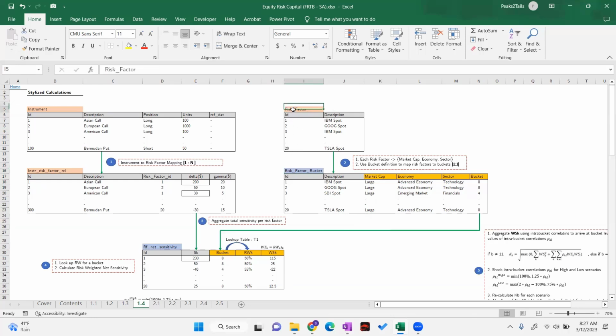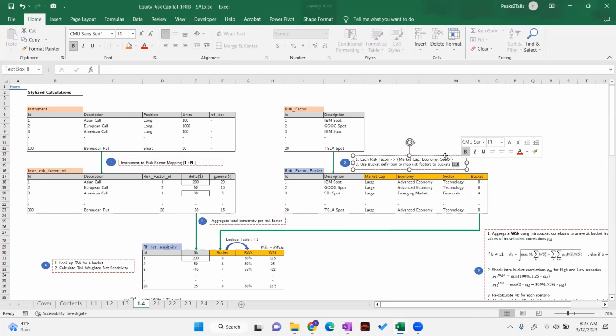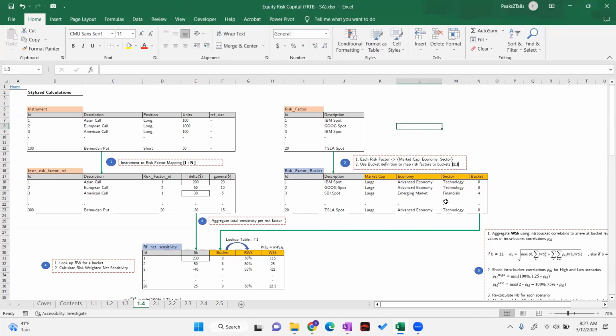Risk factor to bucket mapping. That's a one-to-one mapping. Every risk factor will be assigned to one bucket, not multiple buckets. All right. And how do you do that? There are three different indicators that we talked about: market cap, economy, sector. And then use these.